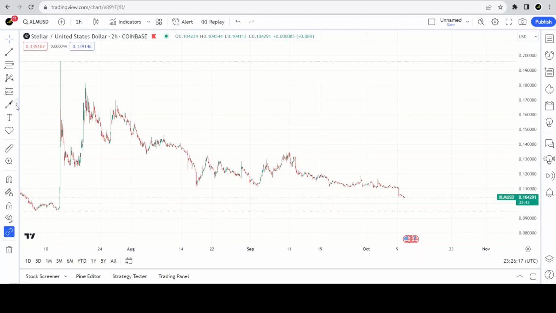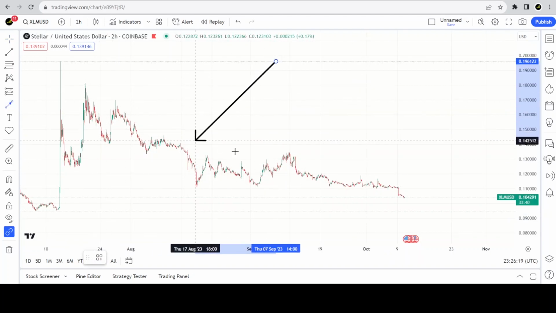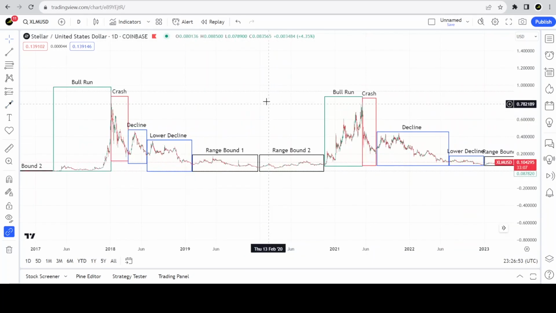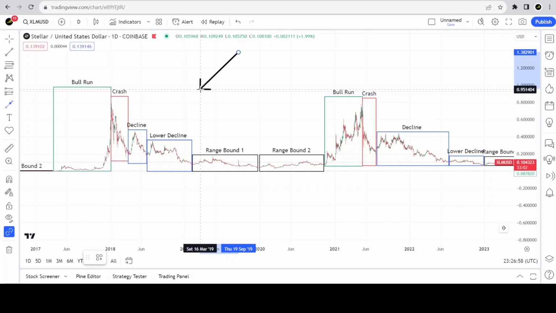So as you can see, XLM has been in a decline for some time. Now, is this normal? Is this what the macro structure tells us should be taking place? Well, to answer that question, let's zoom out and get a bigger picture of the macro structure, and we can examine what takes place.